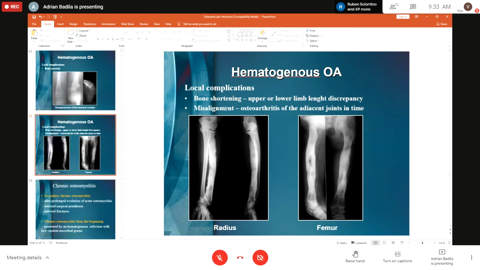As I said, bone shortening with upper or lower limb length discrepancy and misalignment, and osteoarthritis of the adjacent joints in time. On the left, we have pandiaphysitis of the radius with misalignment. On the right, we have pandiaphysitis of the femur. As you can see, there are bone lesions in the whole femur with misalignment, but also with shortening of this femur with lower limb length discrepancy.